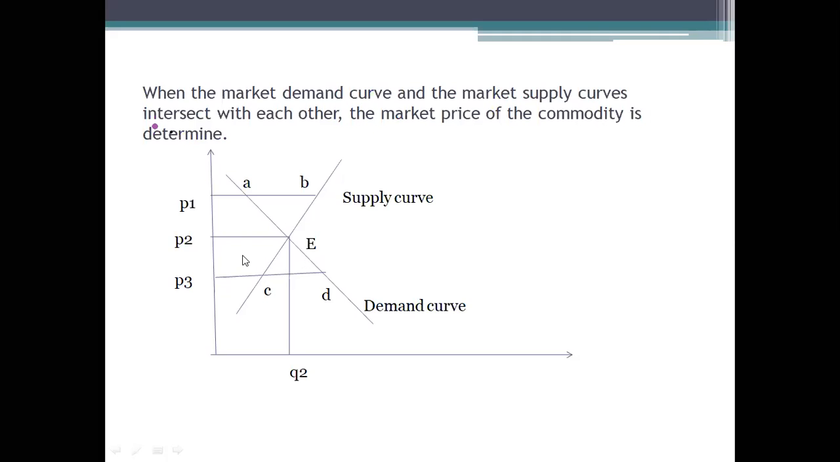So gradually they will increase the price of their commodity, and finally they will reach the price OP2, and they will settle on this price in the market for their particular commodity. Clear? All of you clear? Yes, ma'am.